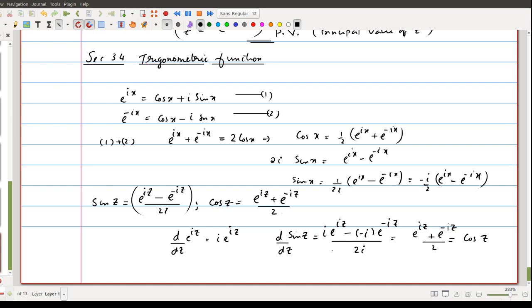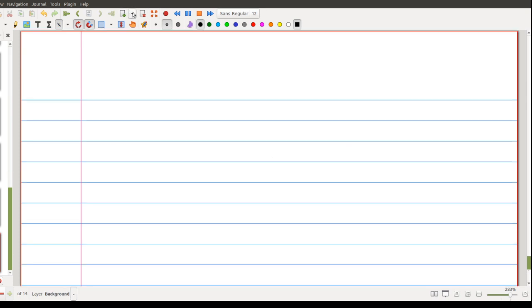So these are the two trigonometric functions, and all the properties of sin and cos can be extended to this complex sin and cos itself. Now we have some interesting properties of sin z and cos z. We know that if you consider sin z as e power iz minus e power minus iz divided by 2i, then if you replace z by z plus 2n pi, you will get sin of z plus 2n pi.